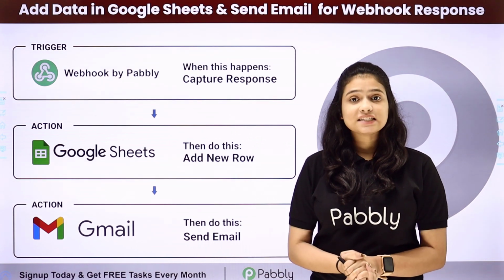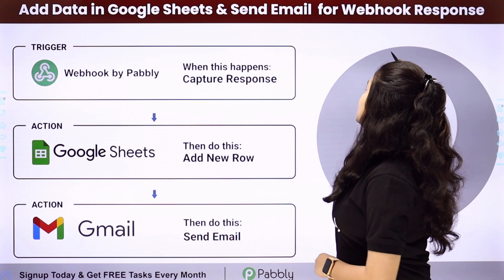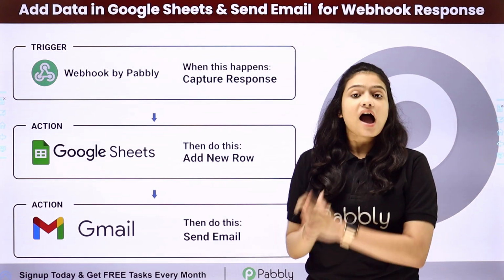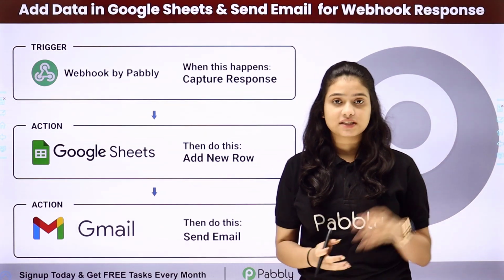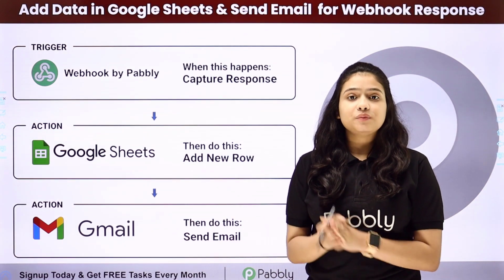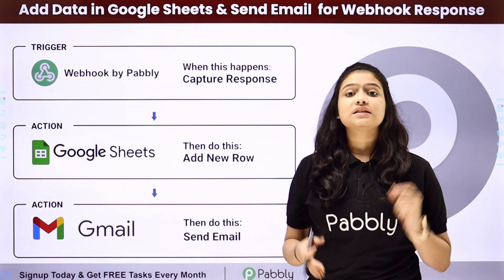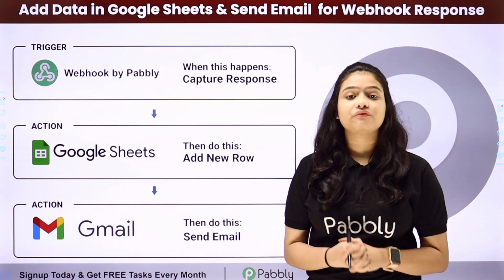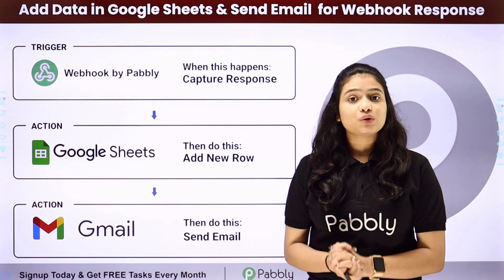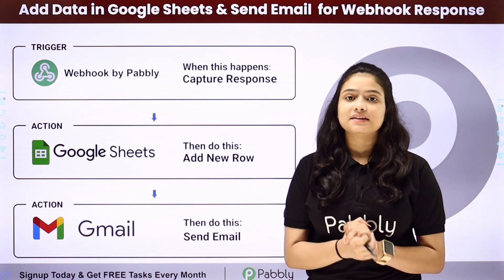Hello everyone, in this video we are going to learn how to add data in Google Sheets and send email for Webhook response. I want that whenever a new Webhook response is captured, let's say through form submission, automatically it should be recorded in my Google Sheets in the form of a new row. And at last, if the status of the payment of the person who has filled the form is paid, then I want to send an email to that particular person informing about the subscription that is confirmed.